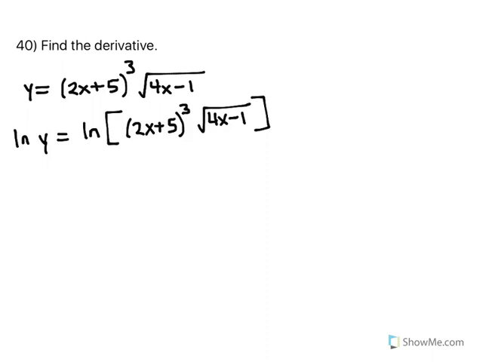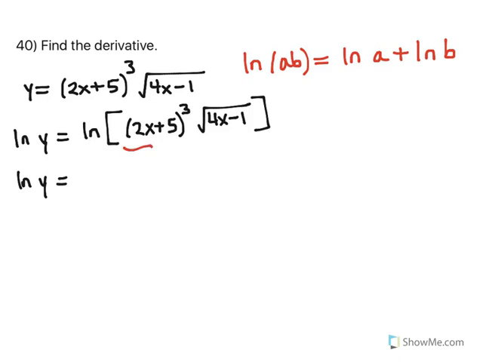Before we go any further, we can simplify or expand the right side of this equation by using the product property of logarithms. Using that, I can rewrite the right side of the equation as follows. Here's one factor and here's another factor. So I can write the natural log of (2x + 5)^3 plus the natural log of the square root of 4x - 1.